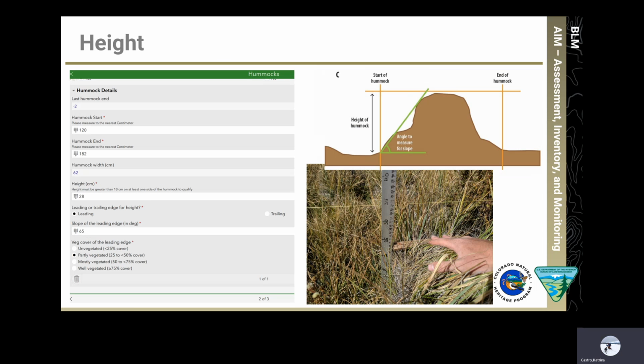After recording the start and end of the hummock feature, record the height of the leading edge of the hummock. If the height is less than 10 centimeters on the leading edge, record the height on the trailing edge of the hummock.